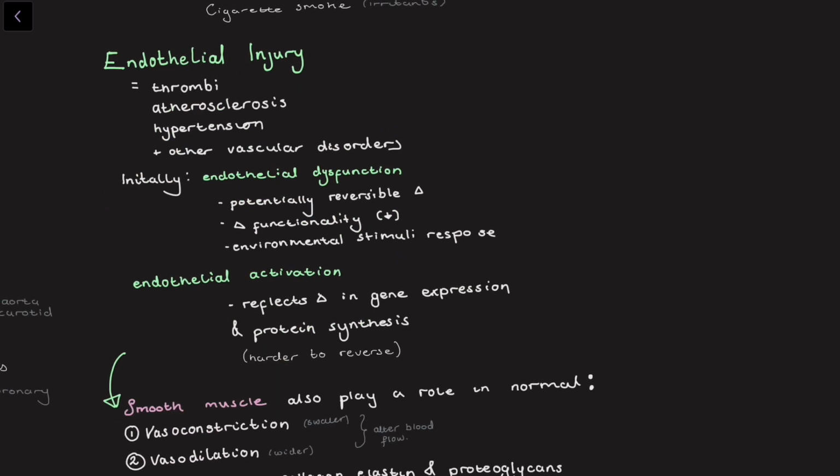Therefore, endothelial injury is critical to the formation of thrombi, atherosclerosis and hypertension, as well as other vascular disorders, as this sort of sticky wall makes it more likely for molecules to bind to it and form thrombi and plaques.